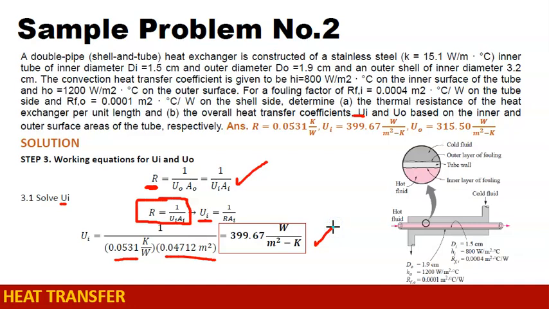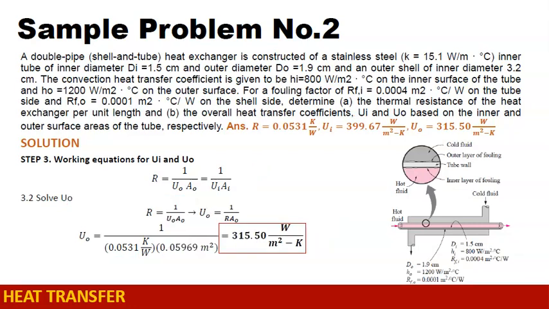So the overall heat transfer coefficient based on the inside or inner area of the tube is 399.67 watt per meter squared Kelvin. We will use the same equation, and just substitute the outside area of the tube. So that's why we have 315.5 watt per meter squared Kelvin.